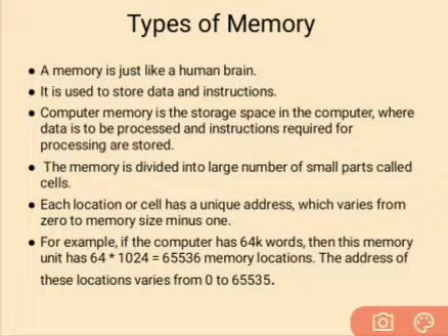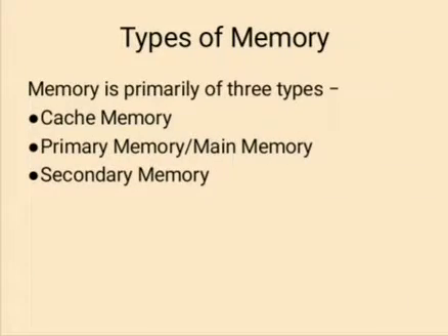So these are the types of memories. The types of memories are the three types of memory, that is cache memory, primary memory, main memory, both are same, and after that secondary memory. So we are going to see one by one.